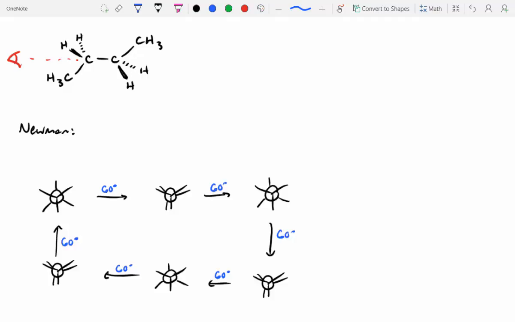Here, let me use my pen real quick. This carbon right here is going to be this carbon in red, right? This back blue portion is going to be this carbon in blue. So we represent that back carbon using a circle.